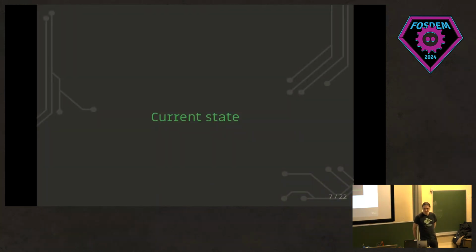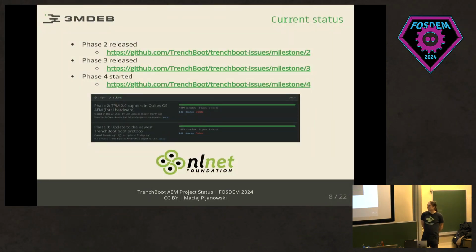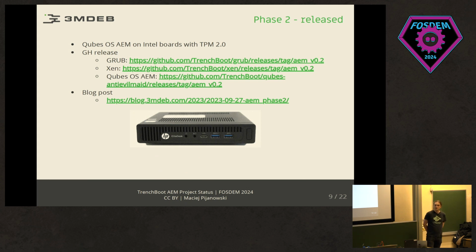So what's the current state? In short, we have released 2 milestones in the last month, and we are just starting another one. If you want more details, there are links to GitHub milestones. These 3 were funded by the NLnet Foundation. So yeah, links are there, and we'll now briefly cover each of them.